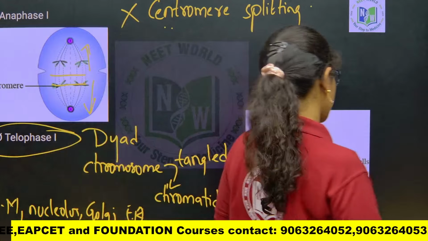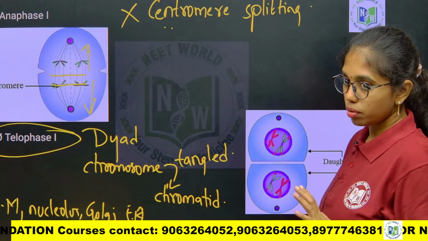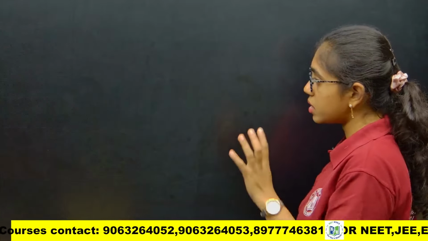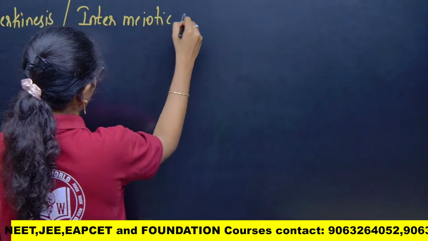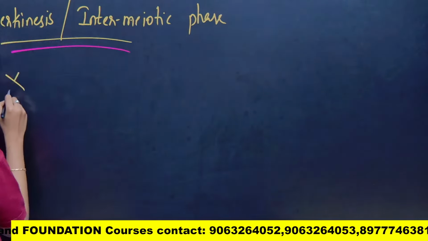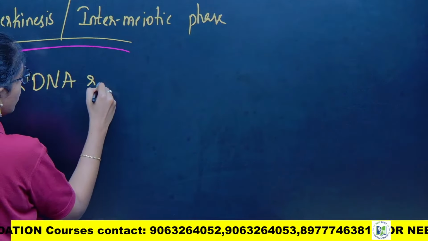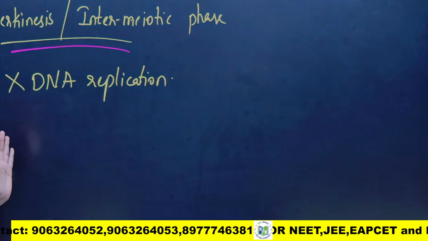Clear, right? Now, before entering into meiosis 2, meiosis 1 is clear, right? And this phase in between meiosis 1 and meiosis 2 is what? Interkinesis. Interkinesis, or you can also call it the intermeiotic phase. In the intermeiotic phase, there is no DNA replication.